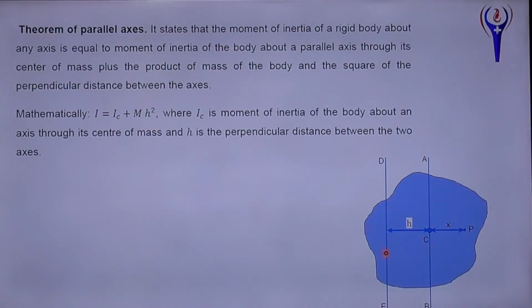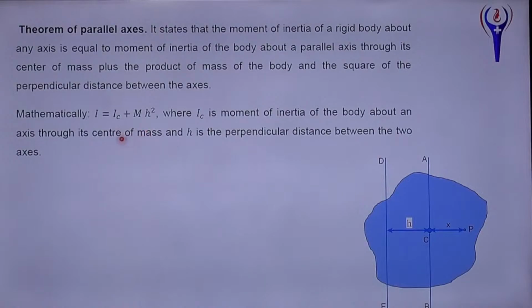Distance between these two is H. Some places R also will be given. If instead of H, R is given, I equals IC plus M R square. Some places IG will be given as a center of gravity or center of mass. So I equals IG plus M R square.